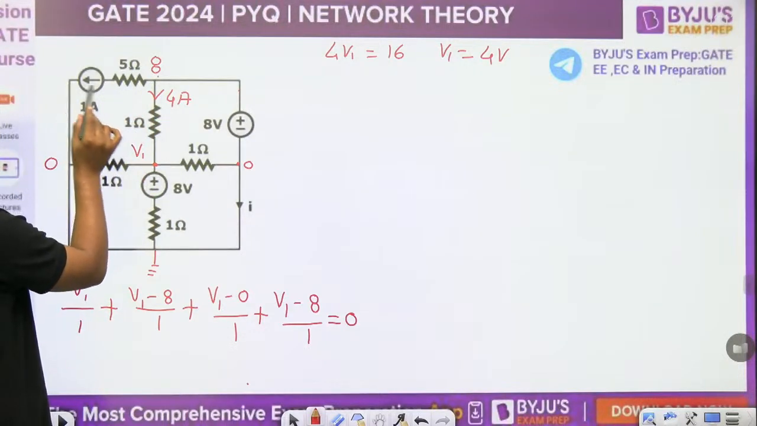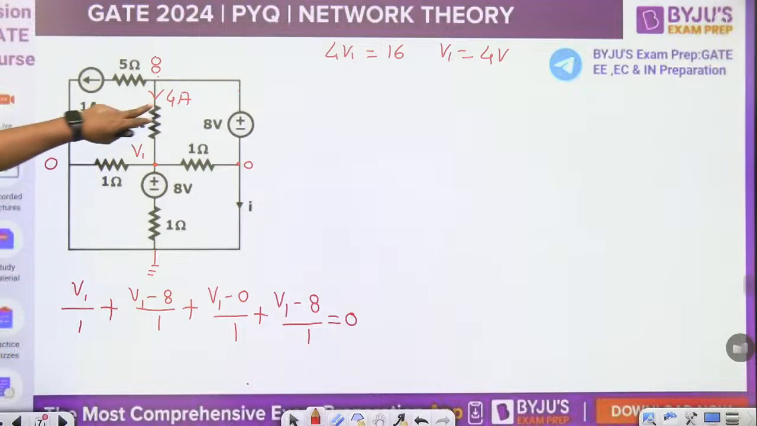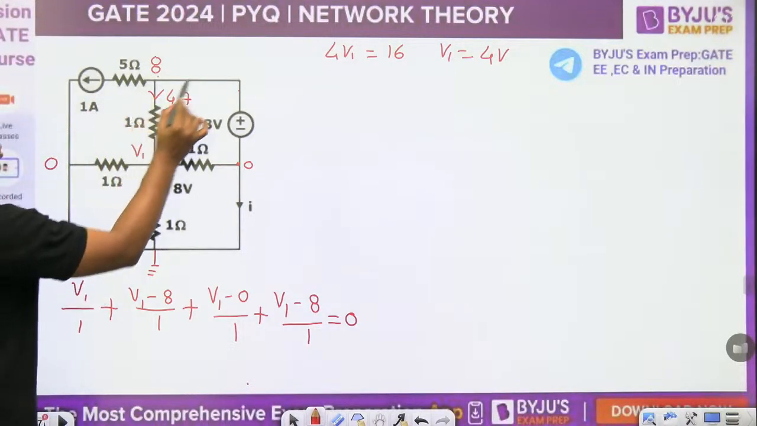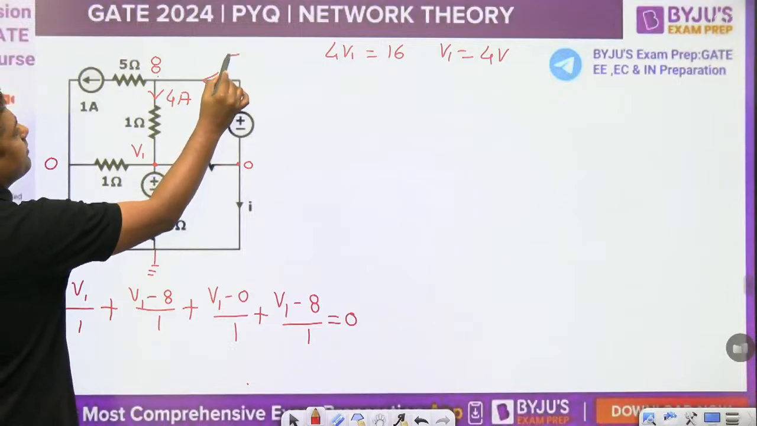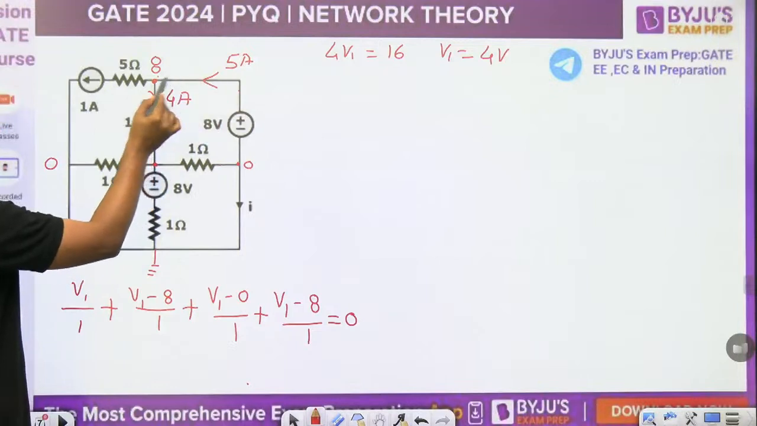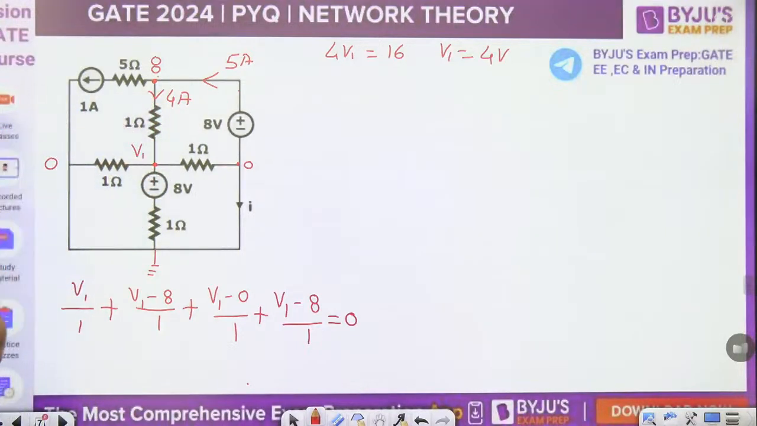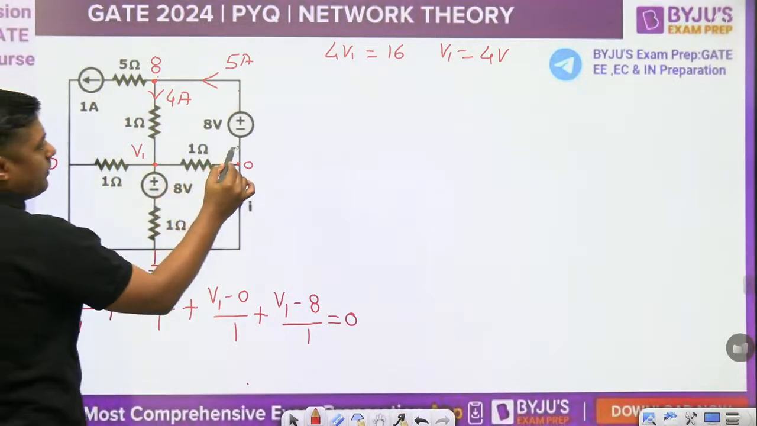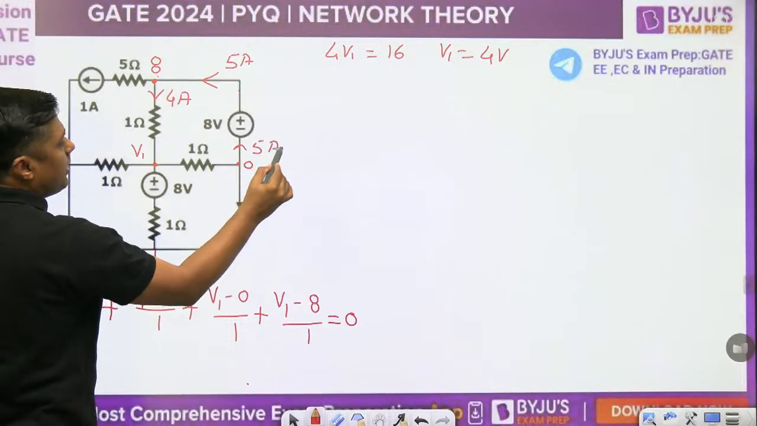What is the current here? 1 ampere. So definitely, what is the distribution of the current? 4 here, 1 here. This is outgoing, this is outgoing. So what is the incoming current? 5 ampere. So I have applied the KCL at this point. Incoming 5, outgoing 4, outgoing 1. Now in this branch, this is the 5 ampere.